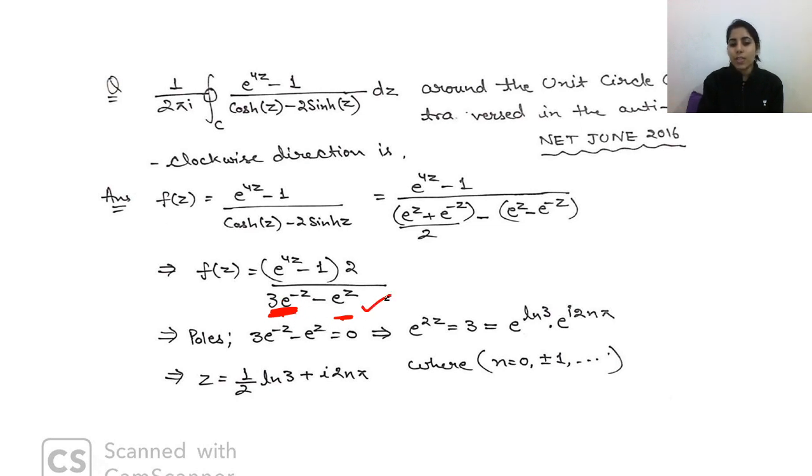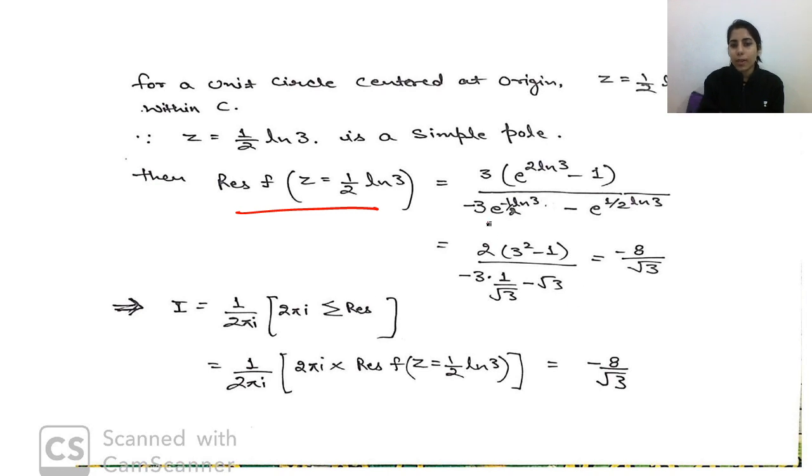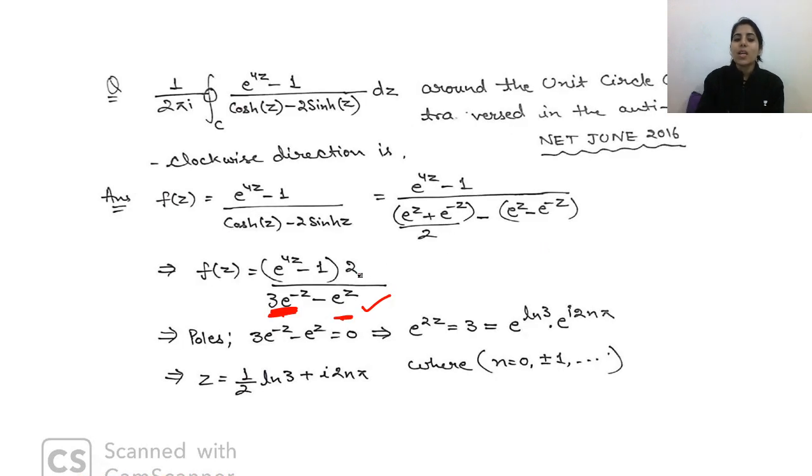Minus e to the power z. So you can have a look at this point: minus 3 e to the power minus z minus e to the power z. Clear? So what I have done is differentiate the denominator and keep the numerator as it is, and just put the value of z in the numerator.